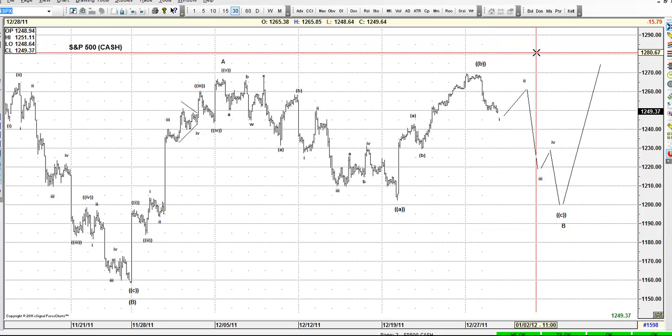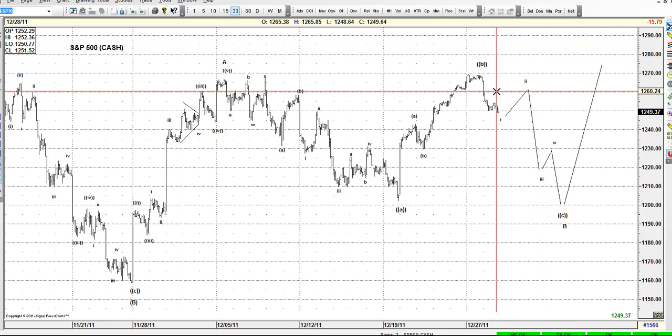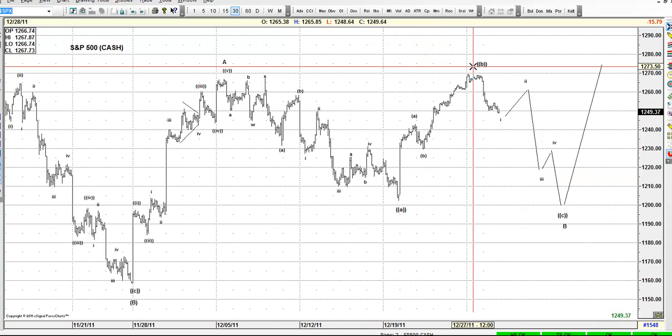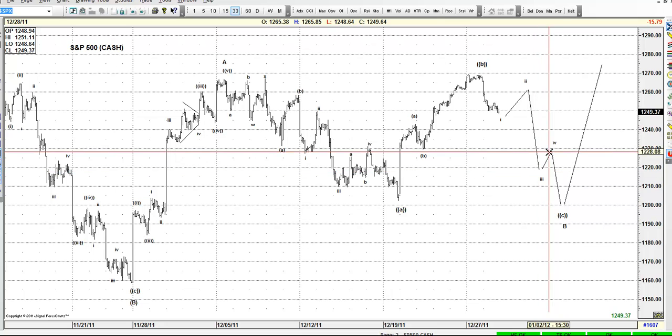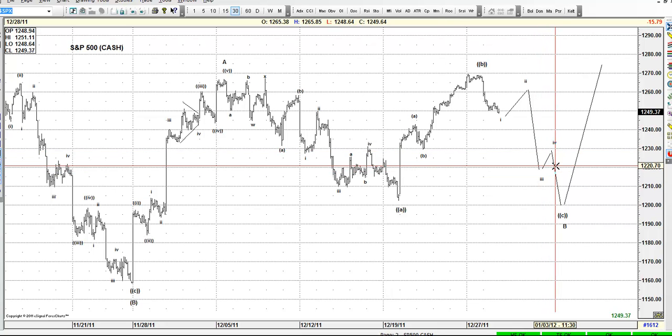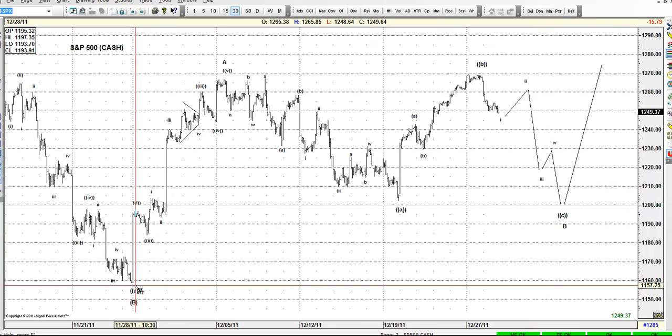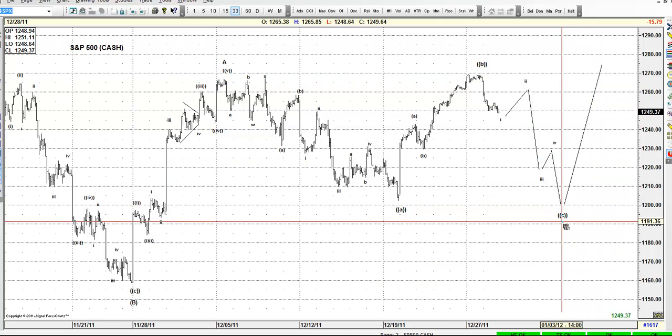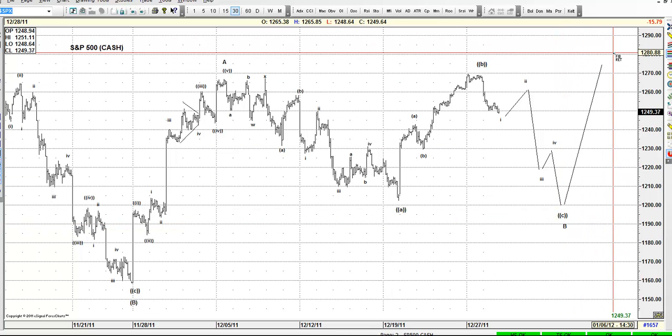Now we have 2 scenarios in the cash. The first one is the flat, where we have 3, and now we're going to get a powerful 5 waves to the downside. That ideally is going to end around, it's going to test the 1200 and 1184 area, and then from there is when the rally on risk that we are expecting is going to take place.